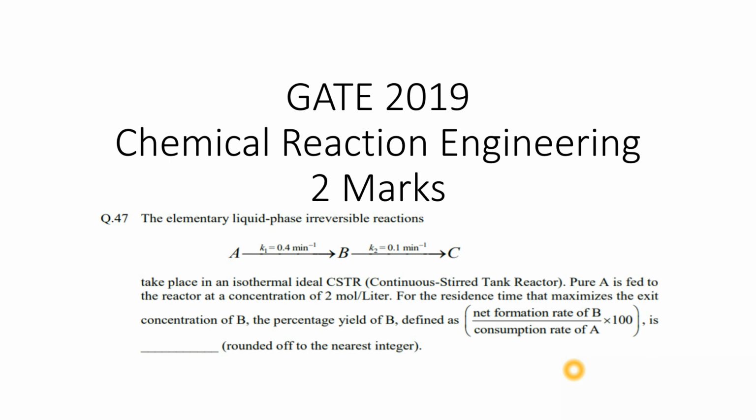Our next question is from GATE 2019 Chemical Reaction Engineering for 2 marks. The elementary liquid phase irreversible reaction takes place in an isothermal ideal CSTR. Pure A is fed to the reactor at a concentration of 2 mole per liter. For the residence time that maximizes the exit concentration of B, the percentage yield of B, defined as net formation rate of B upon consumption rate of A, multiplied by 100, is. Let's start with the solution.